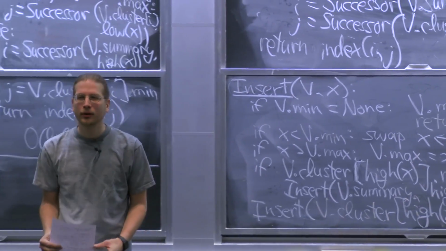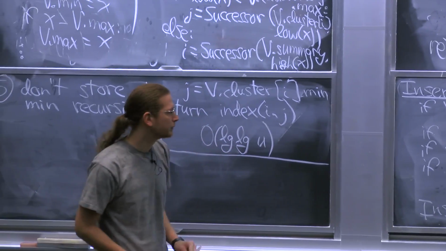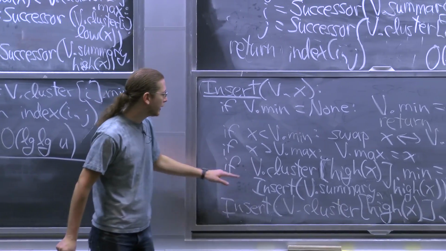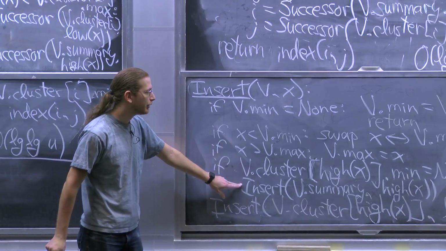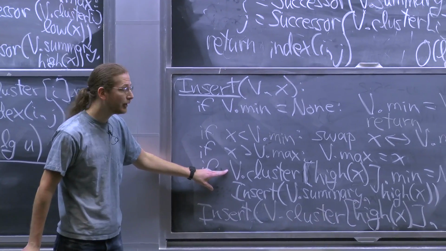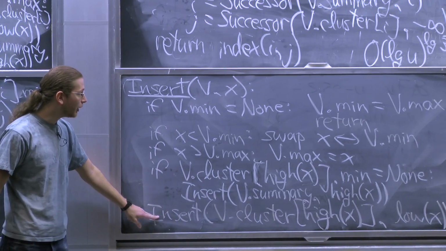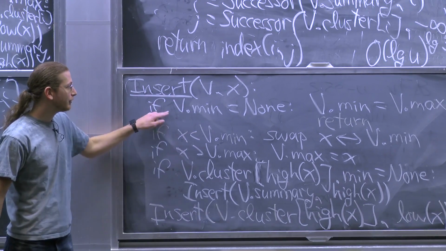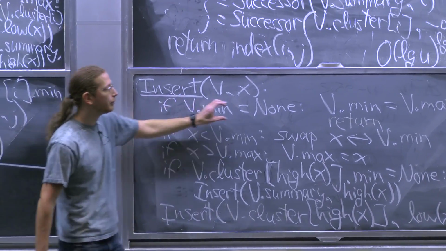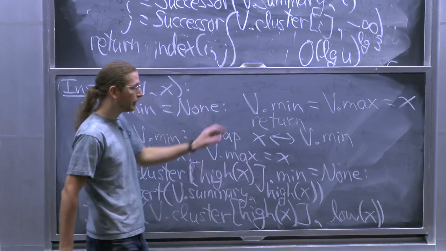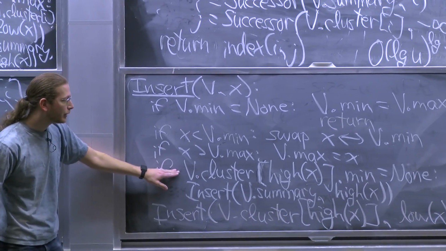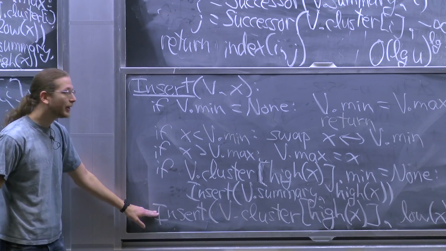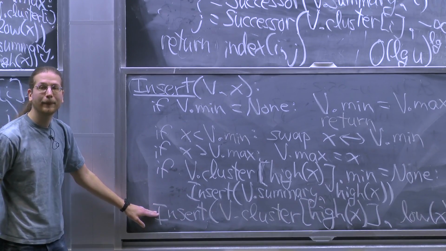Yeah, because when we update the v.summary, it's just after the first line. In the case when I have to do this summary insertion, I know cluster high of x was empty. So this call is just going to do these two lines, because I optimize the case of empty: when a structure is empty, I spend constant time, no recursive calls. That means in the case when cluster high of x is empty and I have to pay to insert into the summary structure, I know my second call is going to be free, only taking constant time.